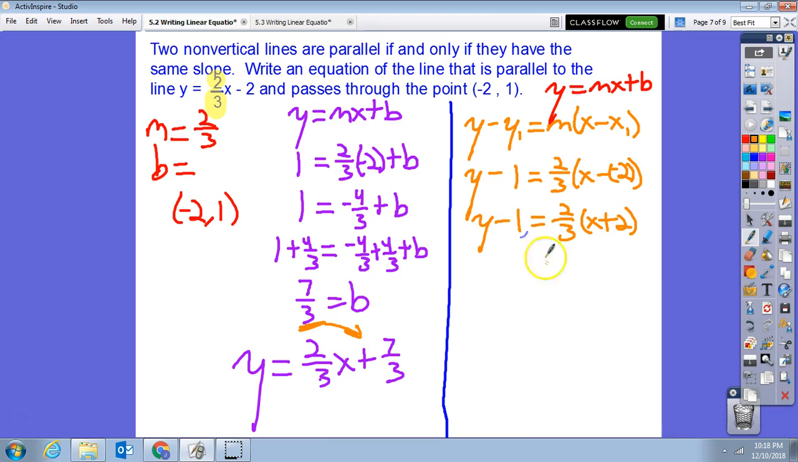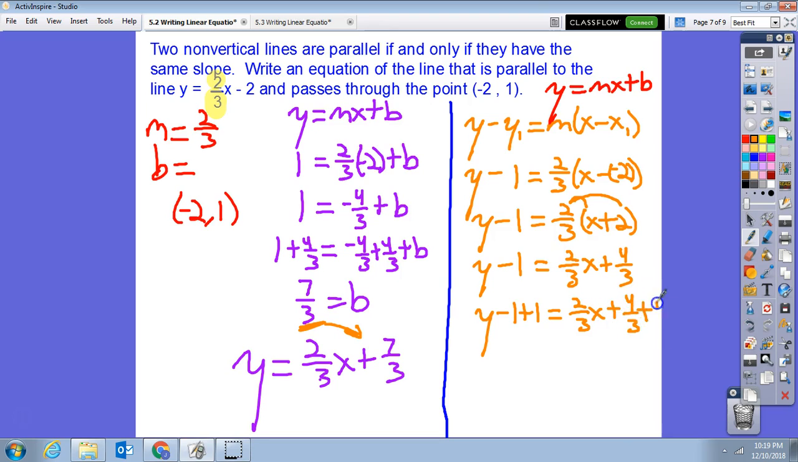That's kind of tricky sometimes for some people, but some people will actually do that in their head before they even write it down. They know they're going to have minus a negative, so they go ahead and put plus. That is fine with me, as long as you understand why you're doing that. If you don't understand why, then you need to write it out. So then I distribute: 2/3 times x is 2/3 x. Again, that's my slope. It should be beside x. 2/3 times 2 is 4/3. Then you have minus 1 over here beside the y, but I want it to be on the other side, so I add 1 to get y by itself.